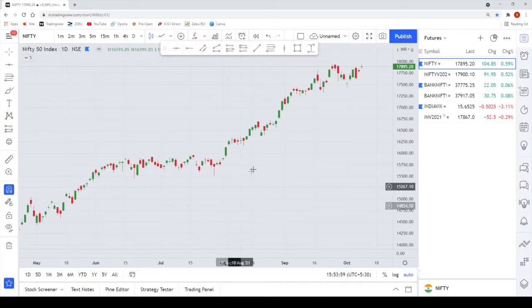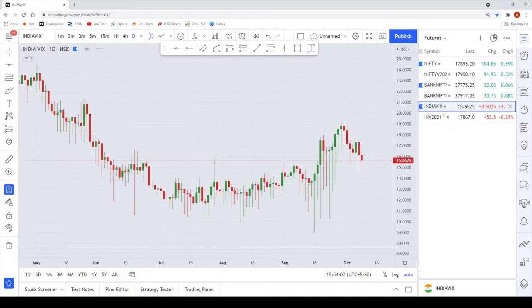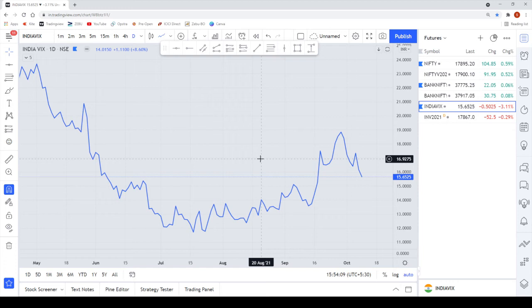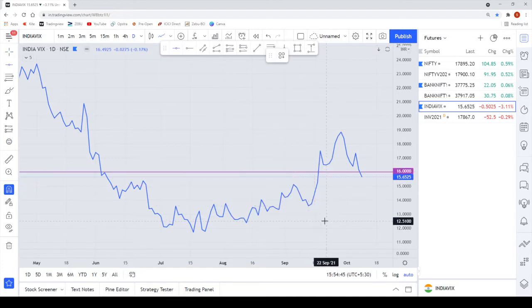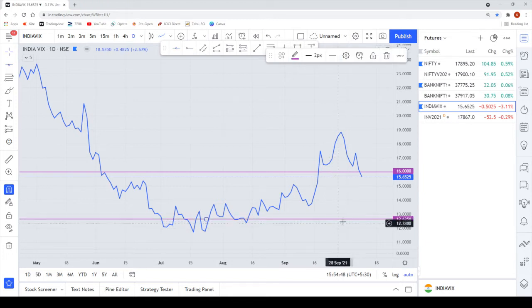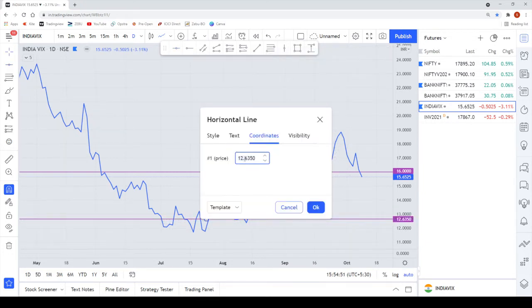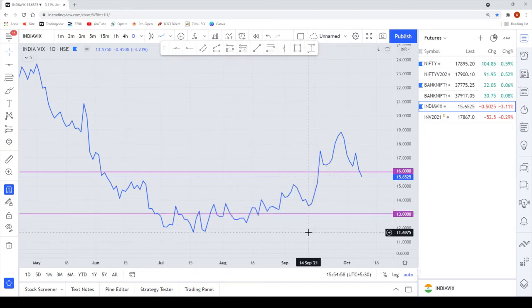Now we will create one backtest and see how to adjust the strategy. For that I am going to open the India VIX chart. Keep it in line chart. Whenever the India VIX is less than 16, we are going to create calendar spreads. So I am going to draw one line at 16. We are not going to create calendar spreads if the VIX falls below 13, because all the premiums will be very low and there is no point in creating any option selling strategies.